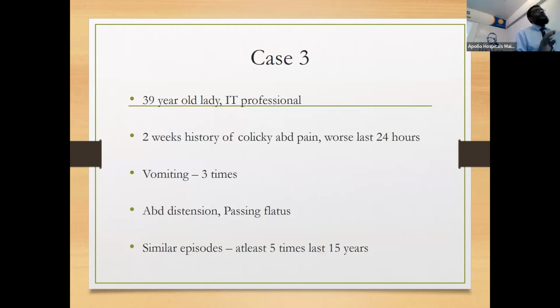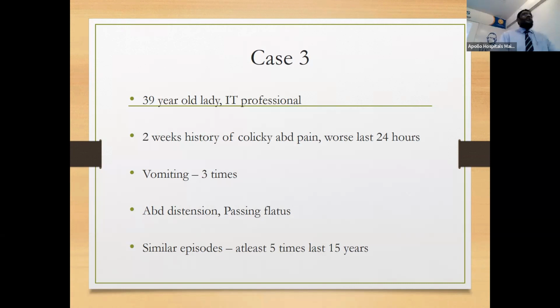So this is a 39-year-old lady, an IT professional, with a 2-week history of colicky abdominal pain, which got worse in the last 24 hours. She had vomited 3 times. Some abdominal distension, but she's still passing flatus. Apparently, she's had similar episodes 5 times in the last 15 years.